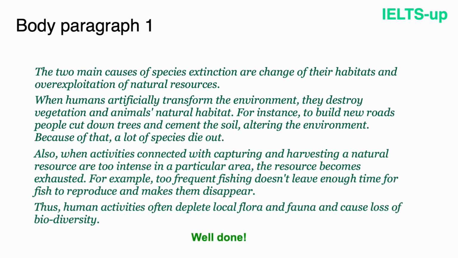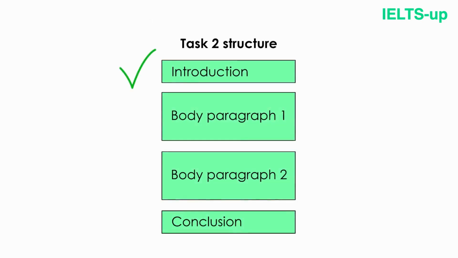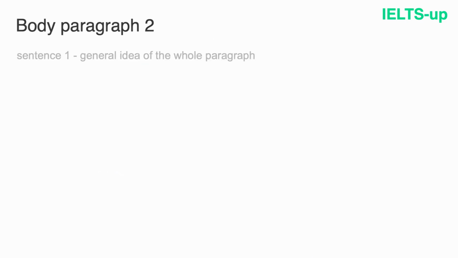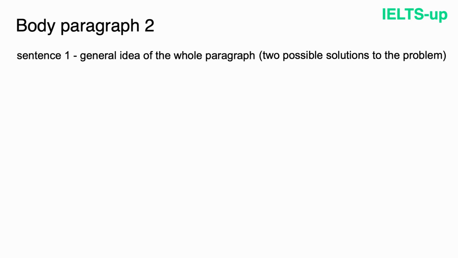Well done! We've finished our first body paragraph together. Now we can start writing body paragraph 2, which is about solutions. As before, in the first sentence of our second body paragraph, we state the general idea of the whole paragraph. In our case, we mention two possible solutions to the problem. Our problem is the loss of biodiversity, and we have produced ideas for the solutions earlier.